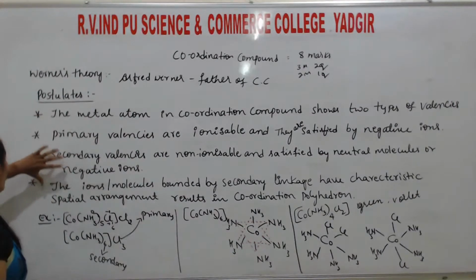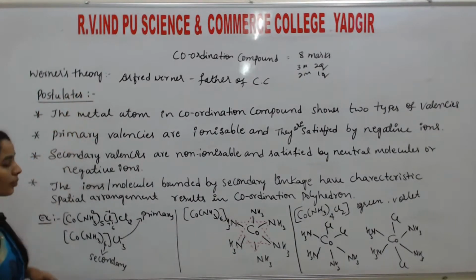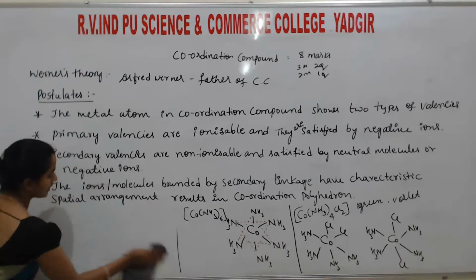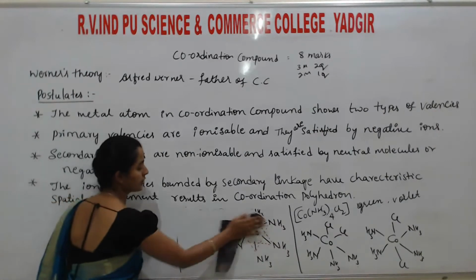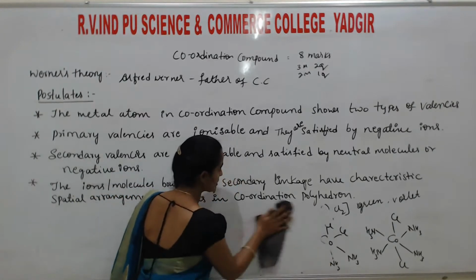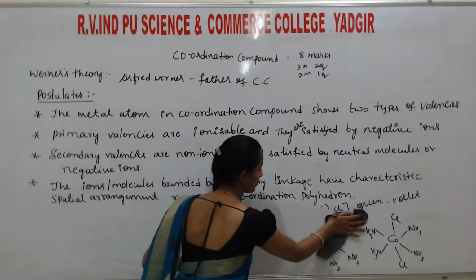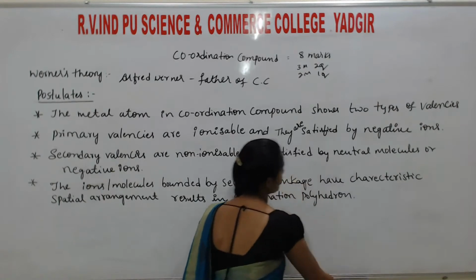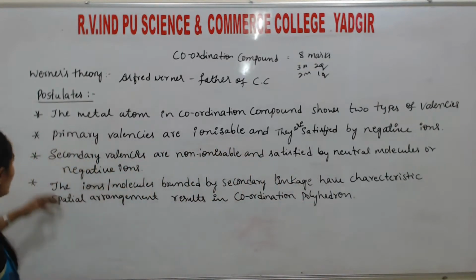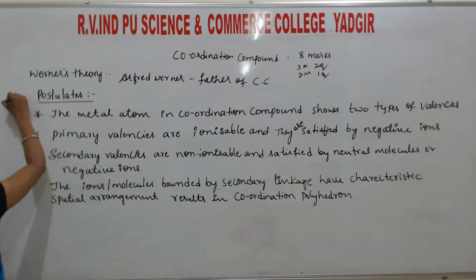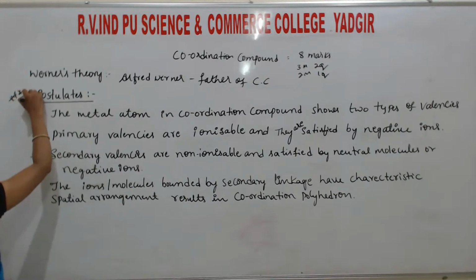You just remember the postulates of Werner's theory, that is important for 2 marks. Once again I draw. This is just an example. What is primary valency and what is secondary valency, and what is the spatial arrangement. So this spatial arrangement results in the structure of the atom, hybridization of the atom. So we can easily say which type of bond is there, which type of hybridization is there. Okay, these are the 4 postulates of Werner's theory, which is very important for 2 marks.